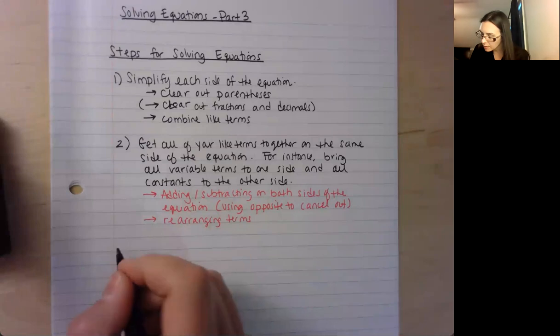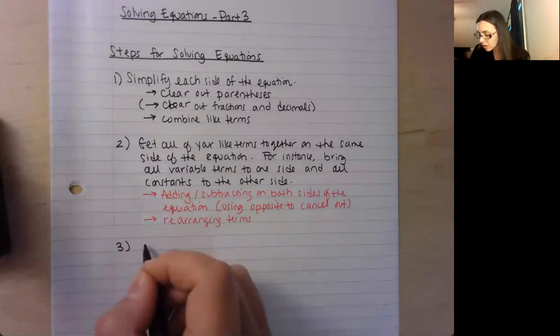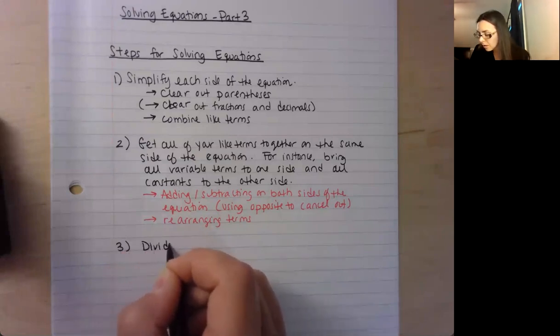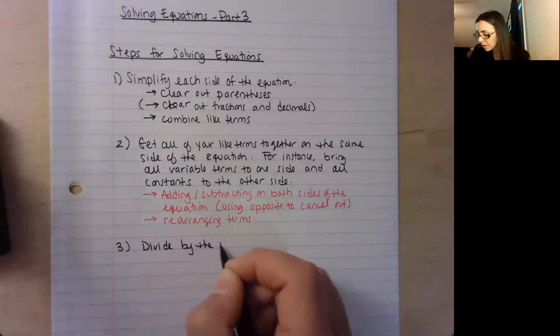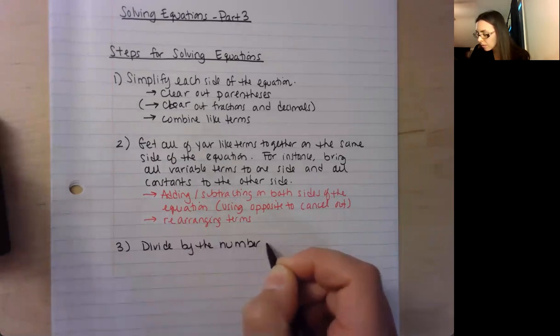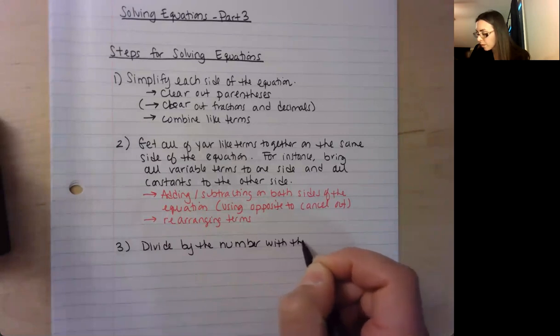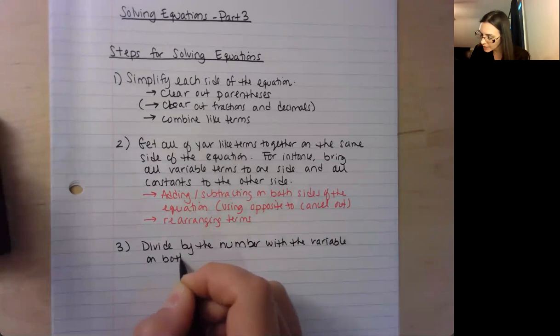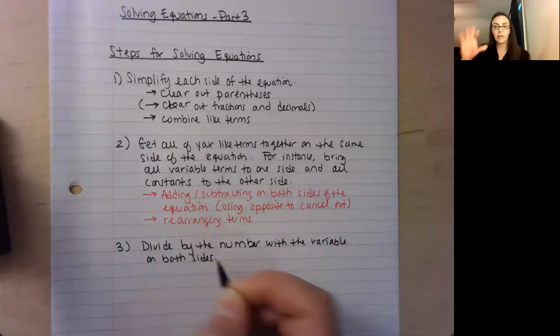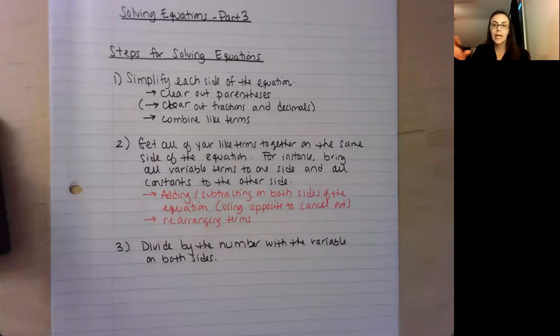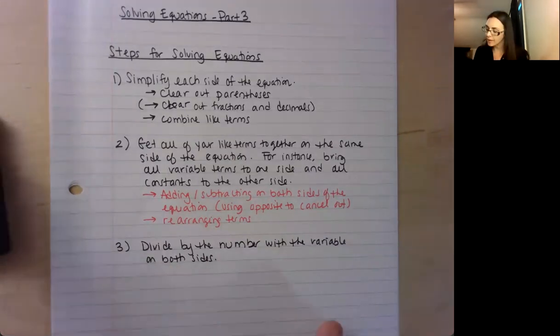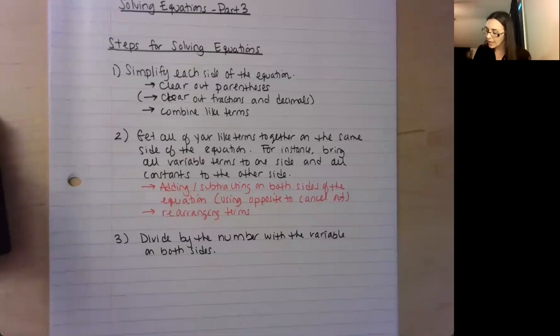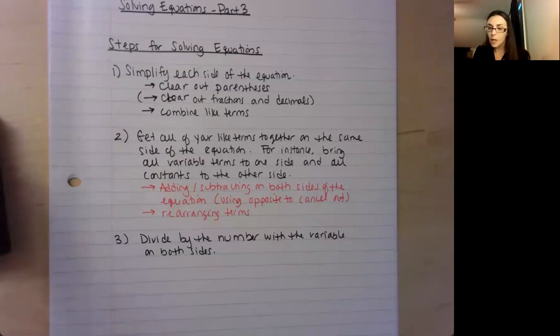Once you've done that, then what you're going to do next is you're going to divide by the number with the variable on both sides. So after step 2, you should have just one thing equals one thing. There should be no more plus and minuses. Everything should be cleaned up. So step 3, you're just going to divide by the number with the variable on both sides. And this is that multiplication property there that we learned about.